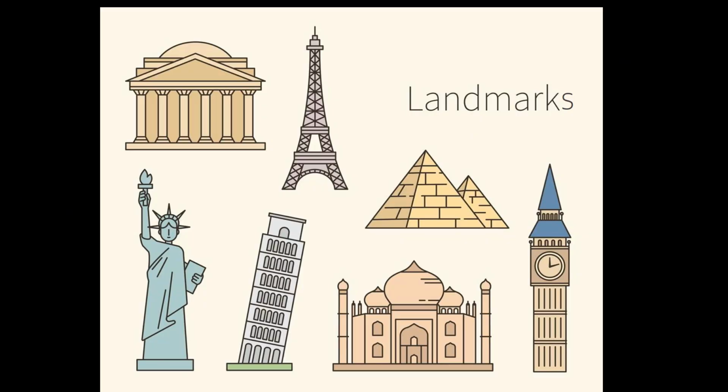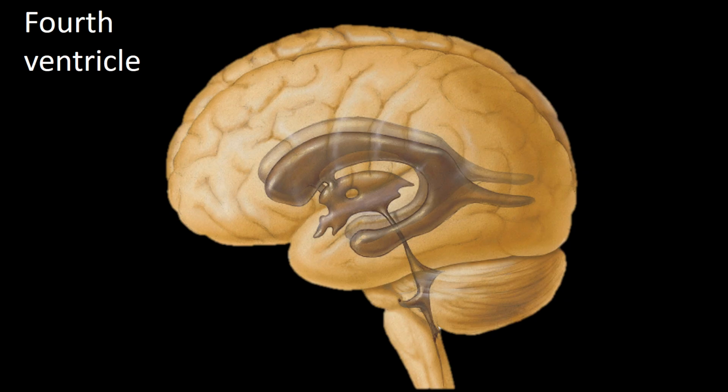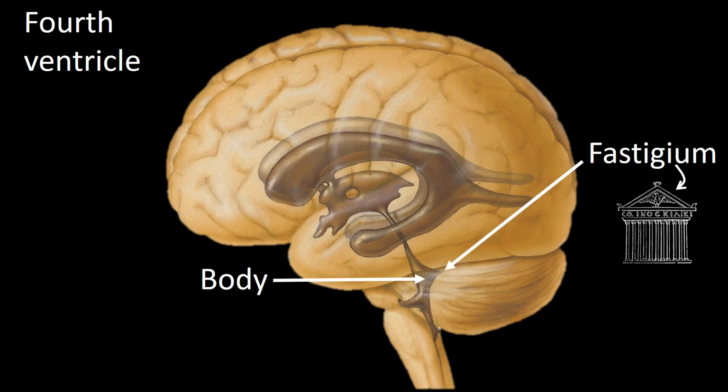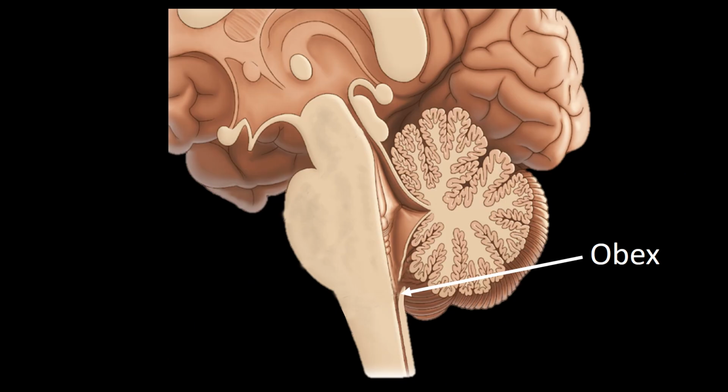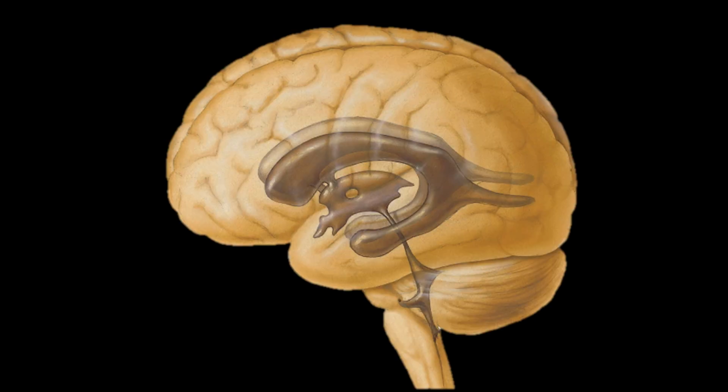The main landmarks of the fourth ventricle are the body, the fastigium, because it is reminiscent of the summit of a Greek building, the lateral recess, the foramen of Luschka, and the foramen of Magendie. The obex, the area where the fourth ventricle narrows to meet the spinal central canal, is also a fourth ventricle landmark. Now we will use the lateral view of the brain to indicate the level of cut that will allow us to see ventricular-related structures.